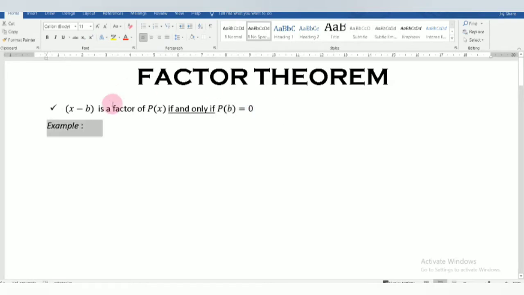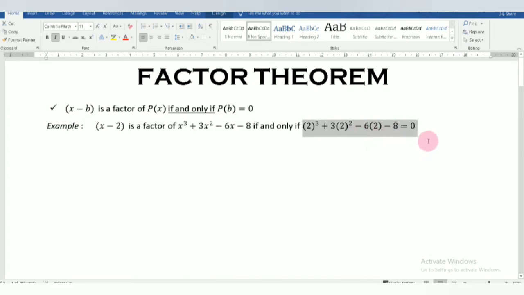Okay, for example, x minus 2 is a factor of this polynomial, x cubed plus 3x squared minus 6x minus 8, if and only if the zero of this factor, which is 2, if I replace x by 2, that polynomial will be equal to 0. So I put 2 to replace x: 2 cubed plus 3 times 2 squared minus 6 times 2 minus 8 will be 0. You can calculate it by yourself and you will find out it is 0. Therefore, x minus 2 is a factor of this polynomial.